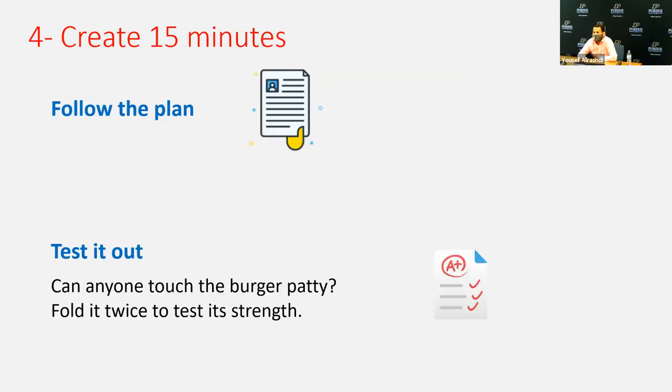Okay, now we will do the actual activity and now start building your design. Just start building your design and calculate the cost, using a ruler, how many inches. Start grabbing your burger. And if you have any questions, you are welcome to ask.